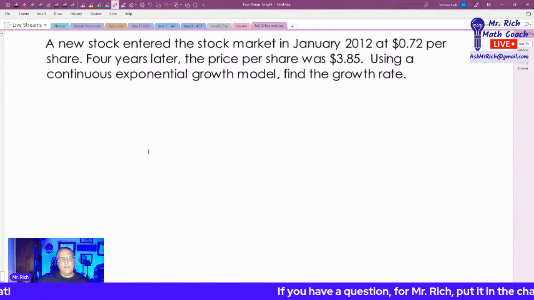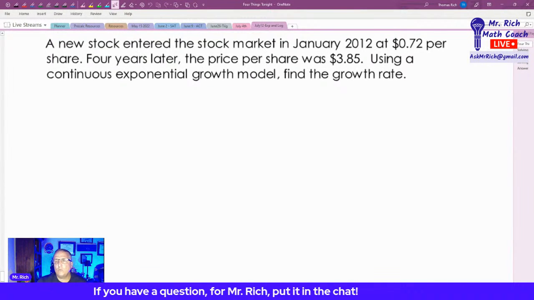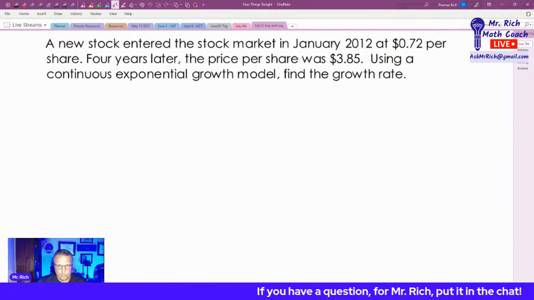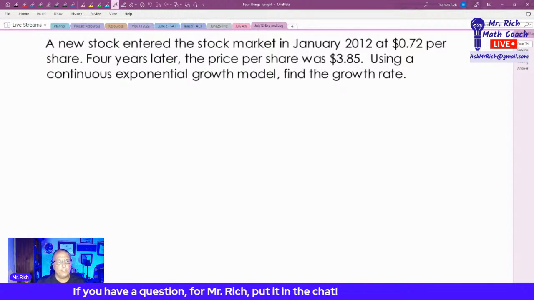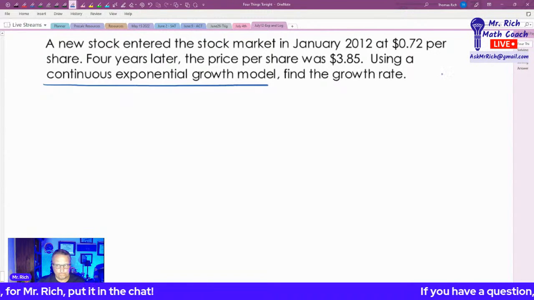So here's the last problem. A new stock entered the stock market in January 2012 at 72 cents per share. 4 years later, the price per share was $3.85. Using a continuous exponential growth model, find the growth rate.